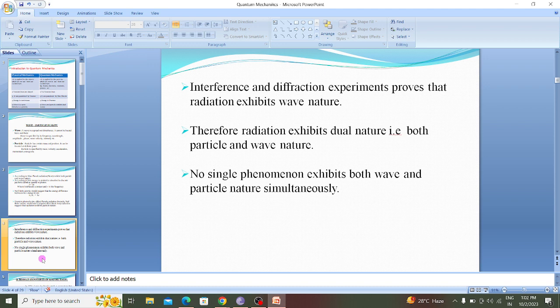No single phenomenon exhibits both wave and particle nature simultaneously. In a single experiment, I cannot prove both wave and particle nature at the same time. If I take the photoelectric effect, I can prove the particle nature of a wave. If I take an interference experiment, I can prove the wave nature of a wave. So no single experiment can prove both natures. So this is about wave particle duality.